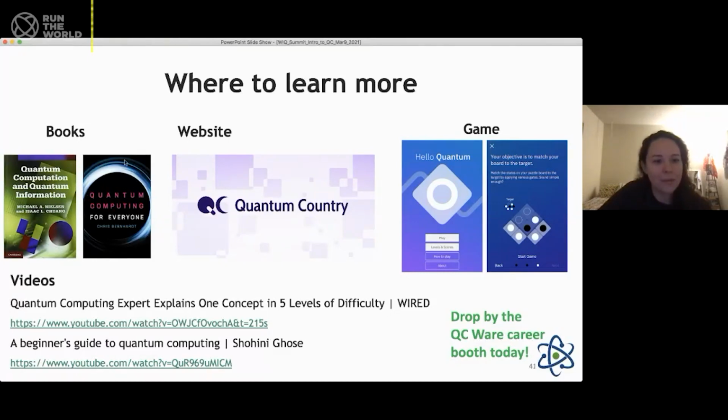Then there's this Quantum Computing for Everyone. So this one's a little less technical, a little more accessible to the non-expert. I bought this for my uncle for Christmas, and he likes it a lot. He's not a scientist, so.